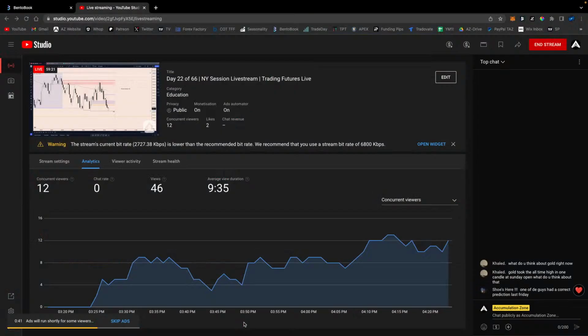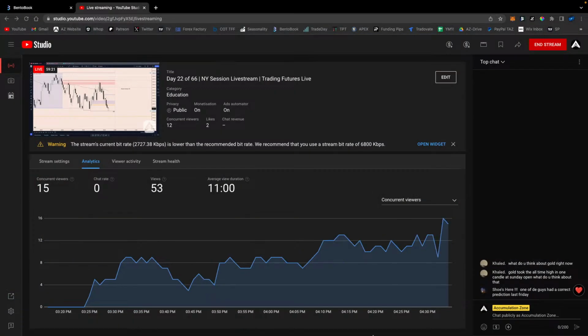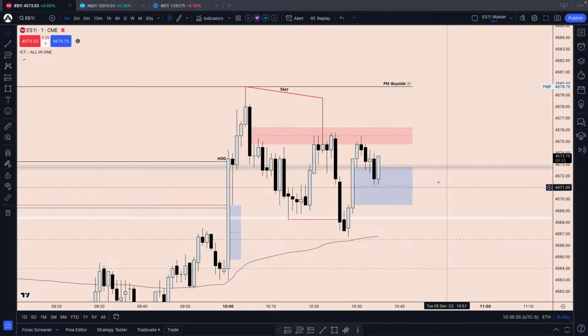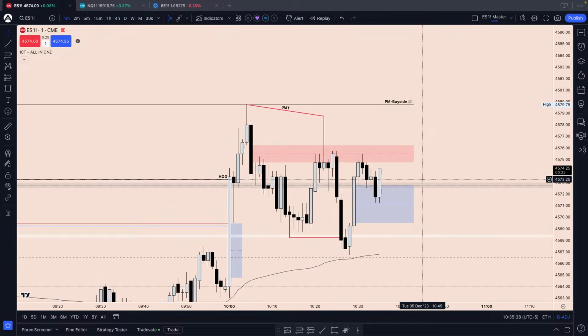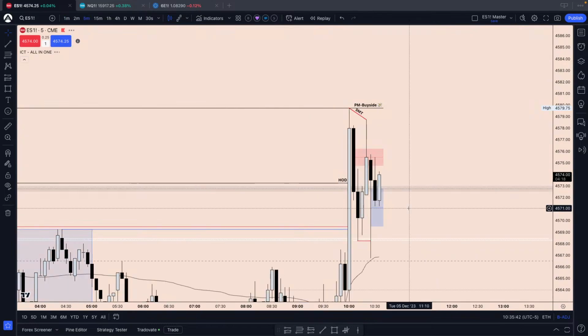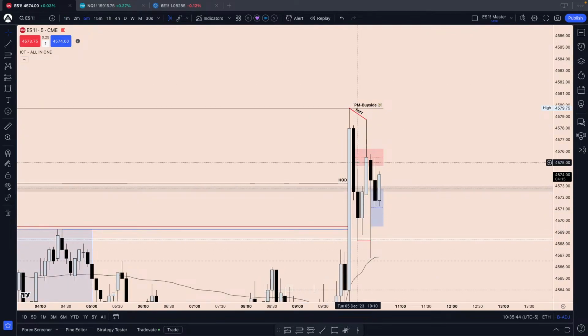No questions? Unless there are questions, feel free to ask me. Nothing on the 5 except this bullish fair value gap right here still.